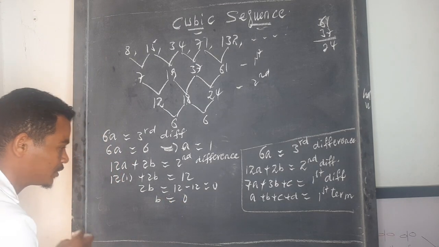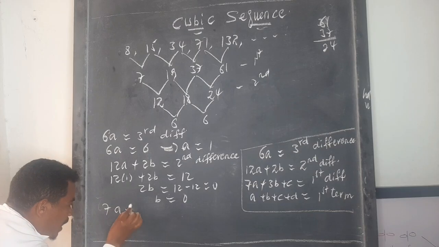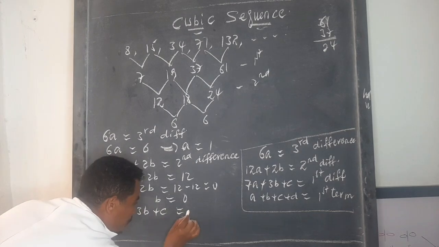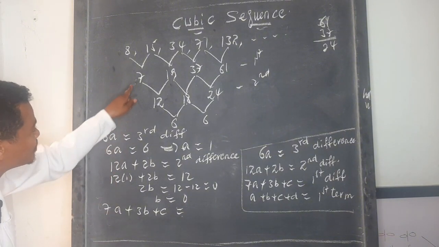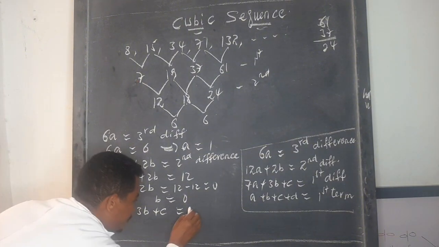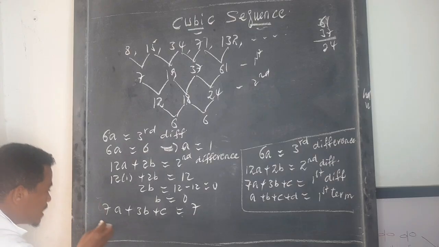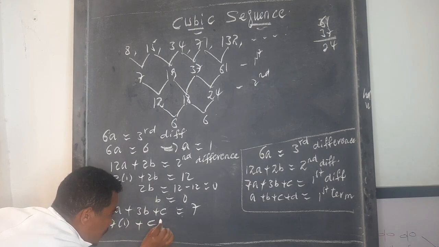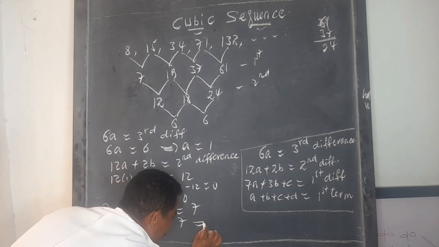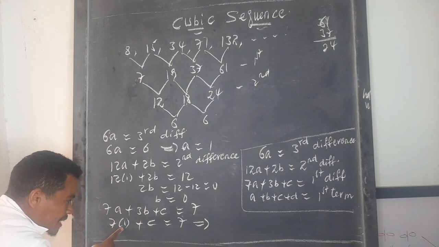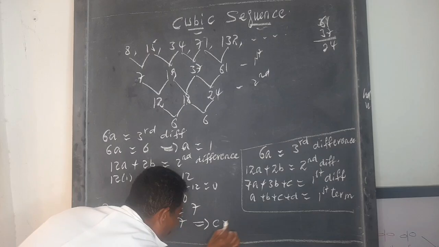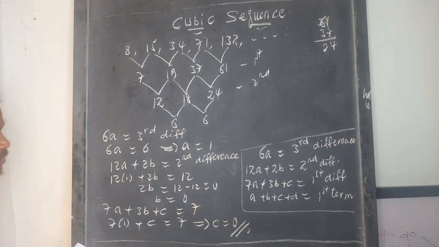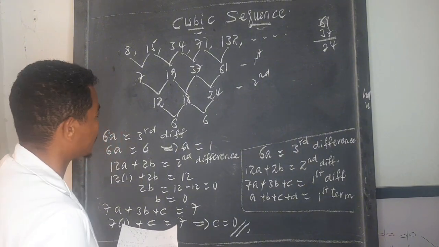The next one is 7a plus 3b plus c, which is equal to the first difference, which is 7. So a is 1: 7 into 1 plus 3 times 0 plus c is equal to 7. 7 times 1 is 7, so c is equal to 7 minus 7, which is equal to 0.